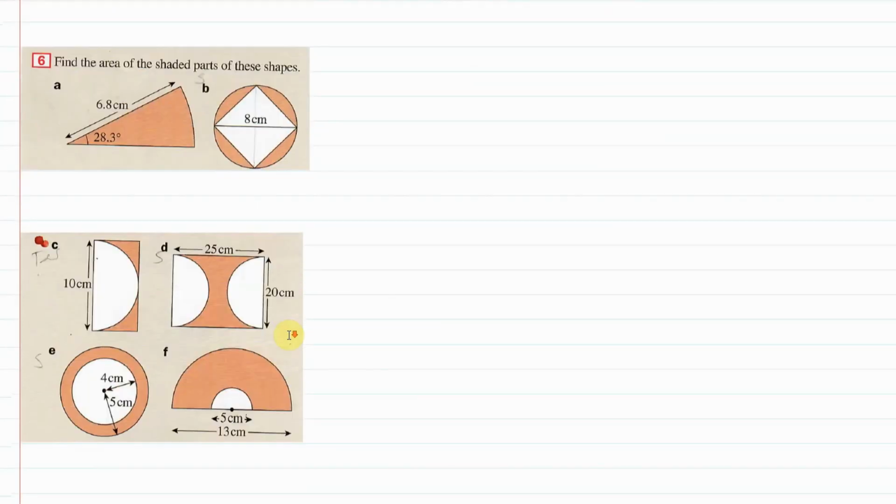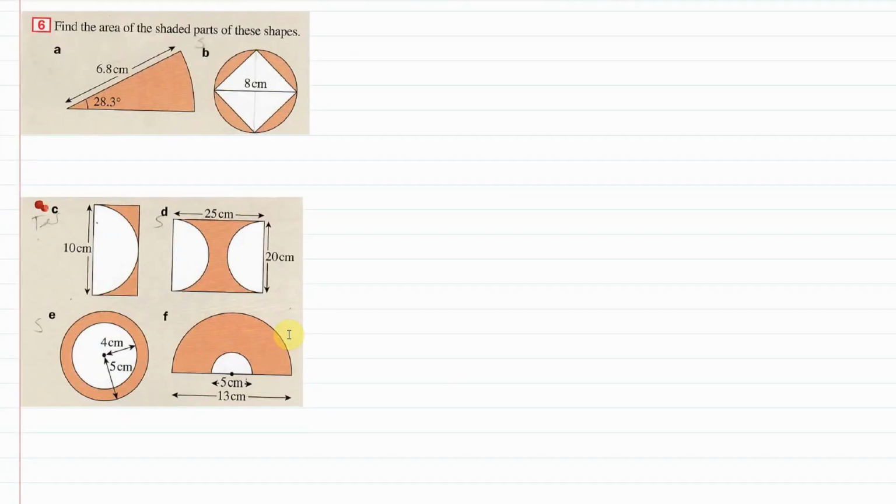Okay, moving on. Got a few more tricksy ones here. The area of the shaded shapes. We're just working on area now. So for 6a, the area is going to be 28.3 degrees out of the total of 360 times pi times r squared, and r is 6.8 in this case, so we go 28.3 all over 360 times pi times 6.8 all squared. And this is giving me 11.4.